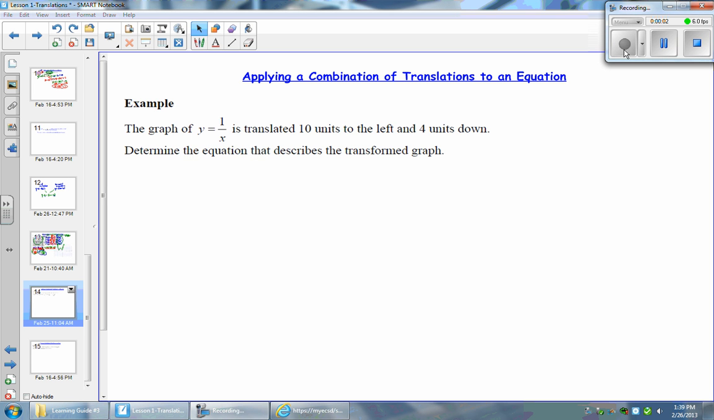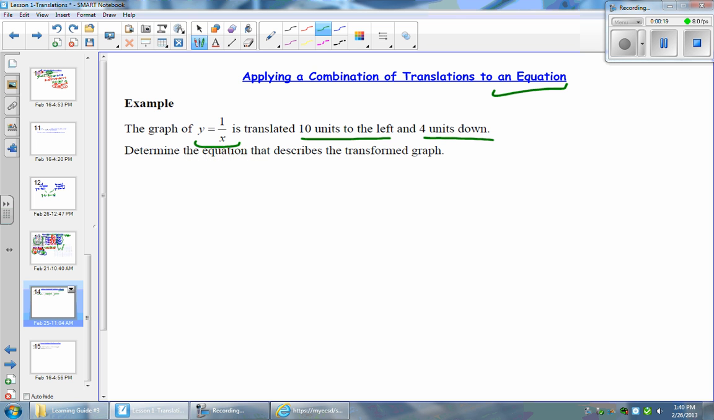All right, the next thing we're going to learn about today is applying a combination of translations to a given equation. With this example, it says the graph of y is equal to 1 over x is translated 10 units to the left and 4 units down. What we want to do is determine the equation that describes this transformed graph.